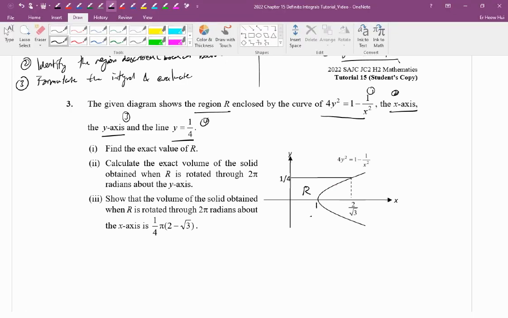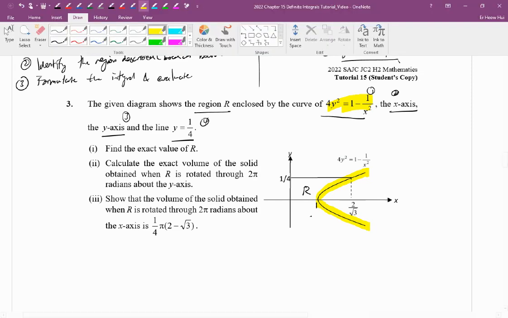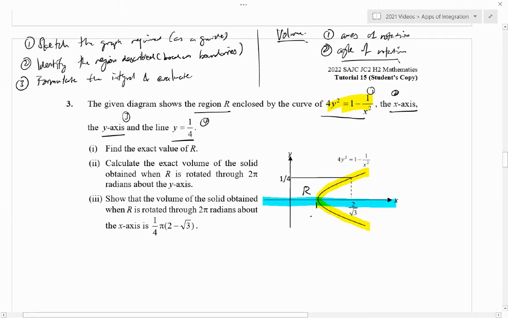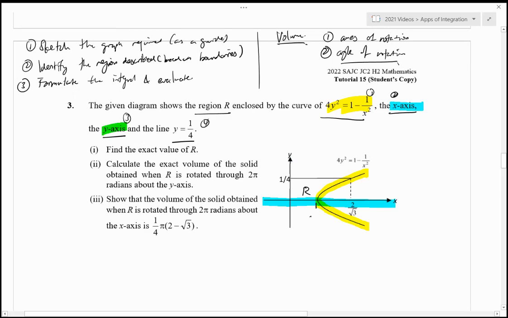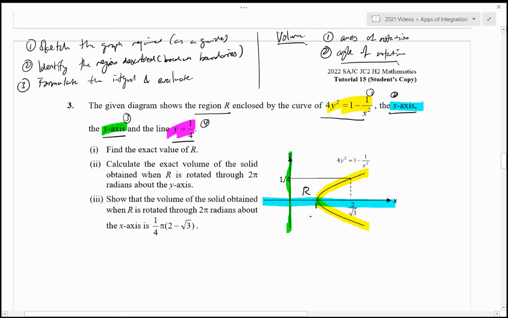Now let's take a look at how each of them would eventually tell you about the region R. That means if you are given the description, how do you tell that in the end that is actually R you're talking about? Okay, the curve was described. The x-axis was the next one. The next telltale sign was the y-axis. And lastly, the line y equals 1/4.